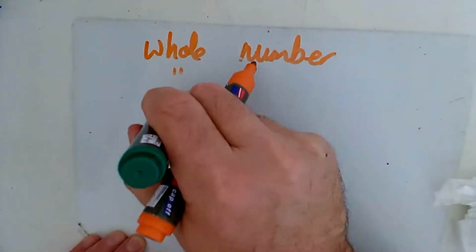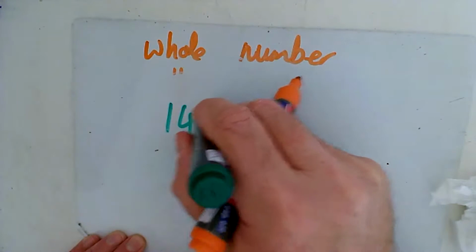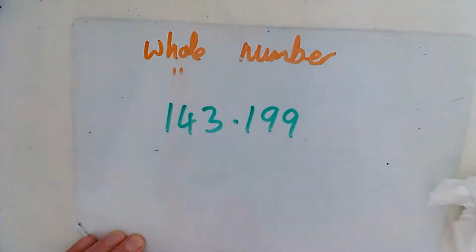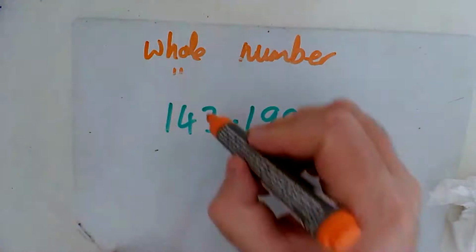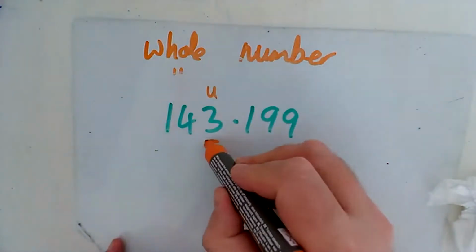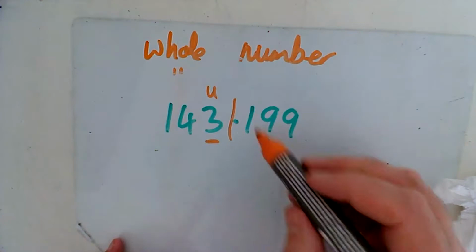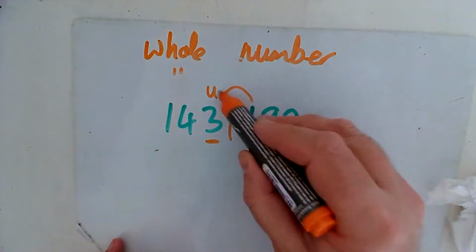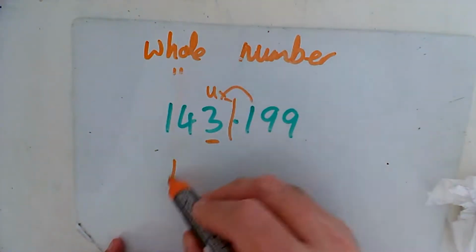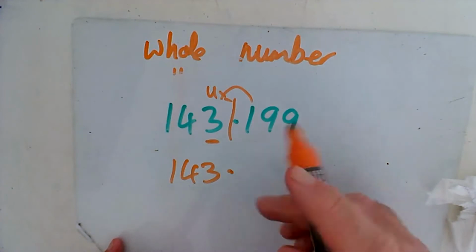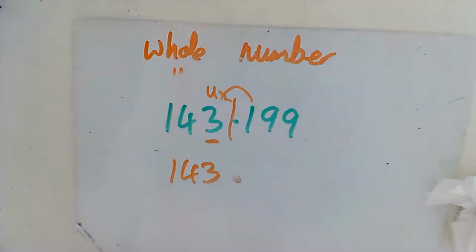Let's go with 143.199. So, to the nearest whole number is my unit. That's the new one, yeah. I'm going to underline that. I'm going to do my line here. Does the 1 affect it? No, it doesn't. So it becomes 143 point. To the nearest whole number, it's just going to be 143.